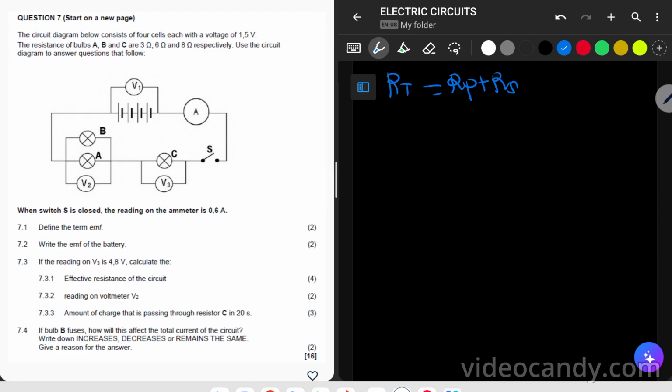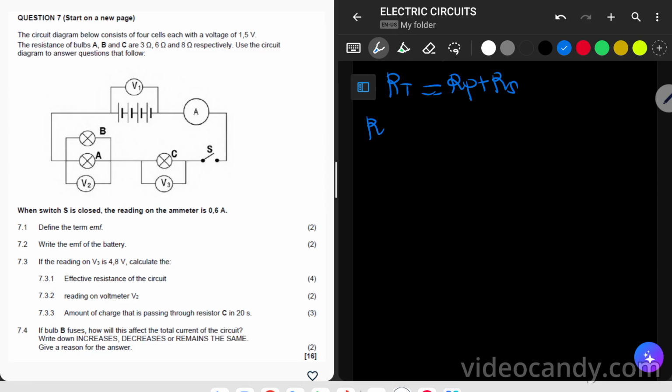Do you have resistors that are in parallel? Yes, you do. Which ones? A and B. V2 is not regarded as a resistor, it's a voltmeter, guys. A and B are the only two resistors that are in parallel format with one another. So the first step is to calculate R parallel, then calculate R series.